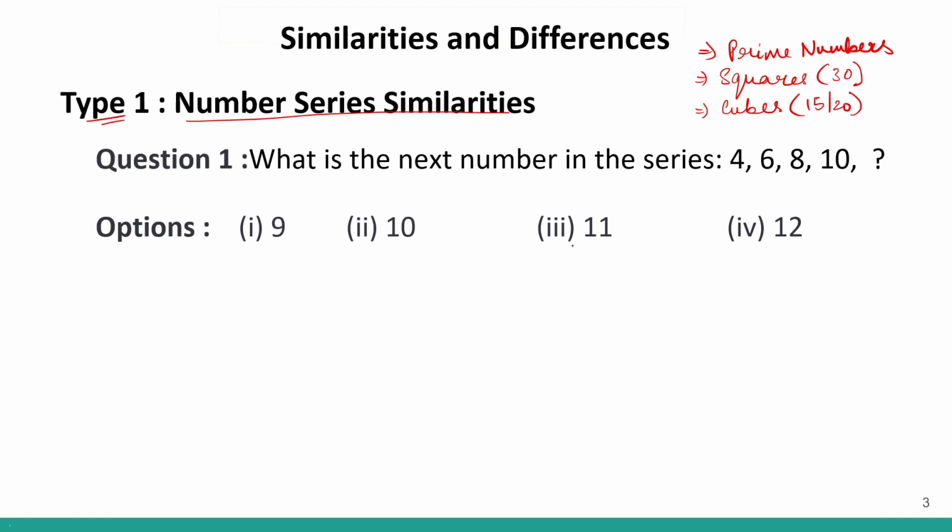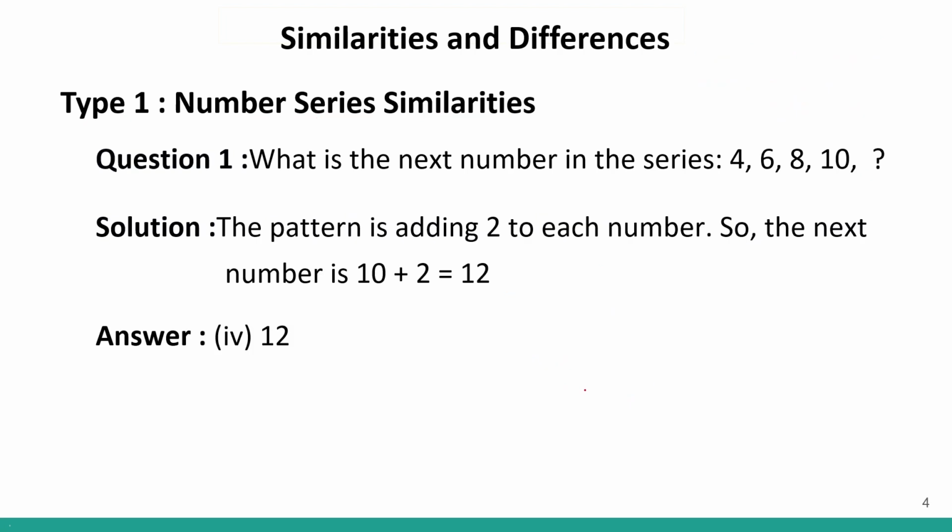Now, in this question, we are given a series and we have to find the next number. So here I can clearly see it is 4 plus 2, which gave us 6. 6 plus 2, which gave us 8. 8 plus 2, which gave us 10. And 10 plus 2 will give us 12. So our answer will be option number 4, 12. So this was the logic of adding plus 2 to the previous term, which gave us our next term. So our answer will be option number 4.